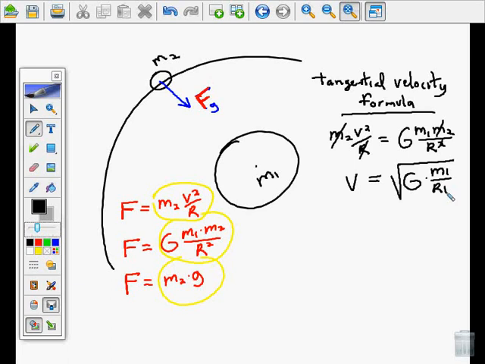The other formula you need to know is, hey, out here, what's the acceleration due to gravity? We just found, like, hey, what's the tangential velocity? Now, out here, hey, what's the acceleration due to gravity? Well, it's not negative 10 meters per second squared, way out there.